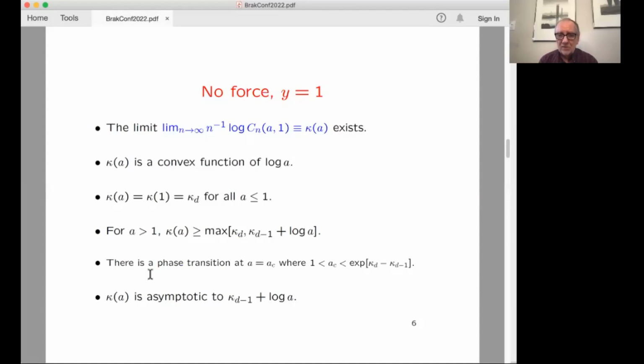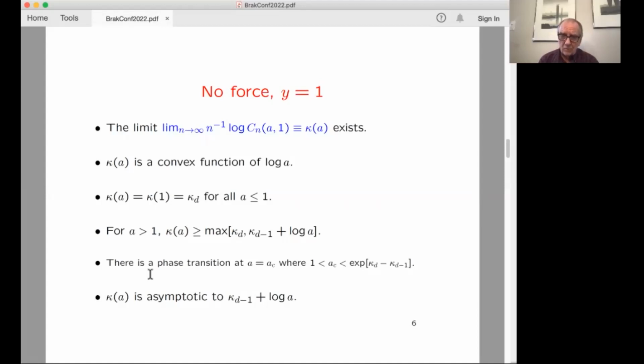We had to build a battery of techniques to prove the existence of the limit. Anyway, it exists. So kappa of A is a reduced limiting free energy. It's a convex function of log A, which will be a useful property for it to have. And if A is less than or equal to 1, so what does that mean? It means that the surface is repelling the vertices of the walk. So the polymer is being pushed off the surface. And if A is less than or equal to 1, kappa of A is independent of A and is equal to kappa of 1, which is equal to kappa D. Okay, so that means the free energy is a constant for A less than or equal to 1.